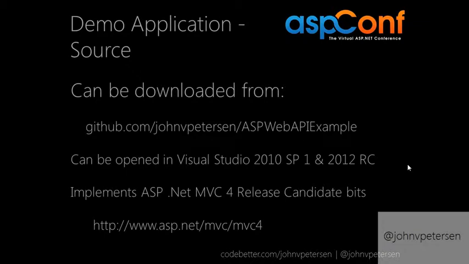Now, when I do this here, I'm going to be using the Visual Studio 2012 release candidate, but the code that's up there, you can freely open between Visual Studio 2010 Service Pack 1 and 2012 release candidate. You can go back and forth. And this is implementing the ASP.NET MVC4 release candidate bits. And if you don't have those, if you go to ASP.NET/MVC/MVC4, you can download that stuff.